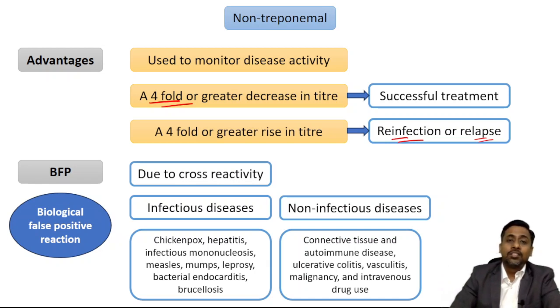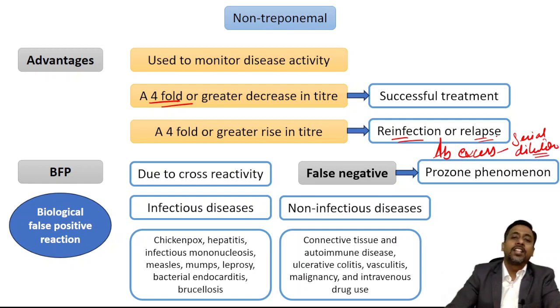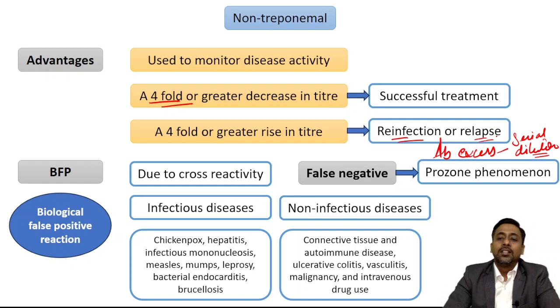And also there may be cases of false negative because of the prozone phenomenon. I will make a separate video for the prozone phenomenon. The prozone phenomenon occurs because of antibody excess. Okay, antibody excess. So this can be eliminated by serial dilution of the specimen. Okay. So a false negative result may occur by antibody excess, and this is known as the prozone phenomenon.